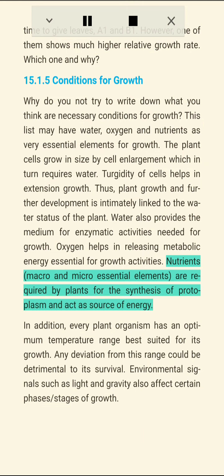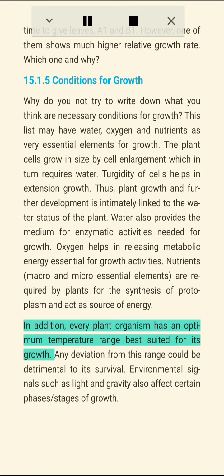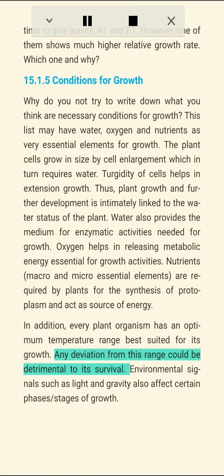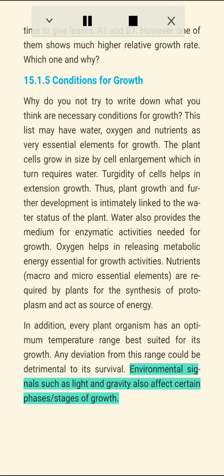Nutrients, macro and micro essential elements, are required by plants for the synthesis of protoplasm and act as a source of energy. In addition, every plant organism has an optimum temperature range best suited for its growth. Any deviation from this range could be detrimental to its survival. Environmental signals such as light and gravity also affect certain stages of growth.